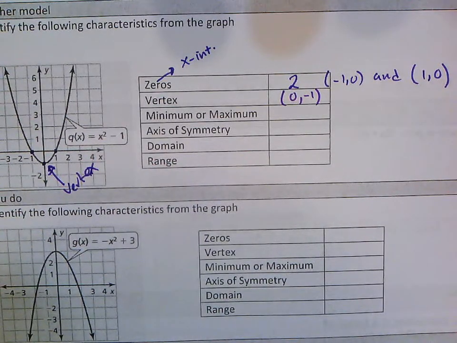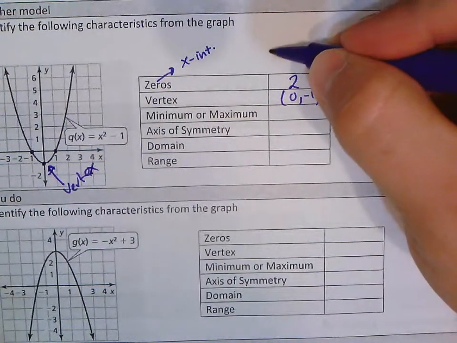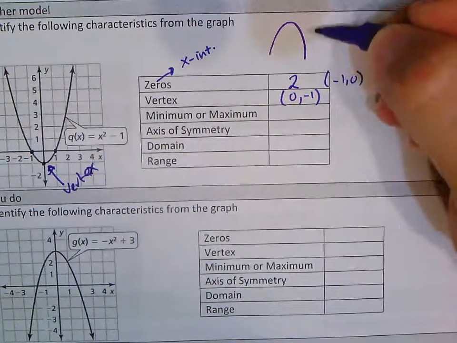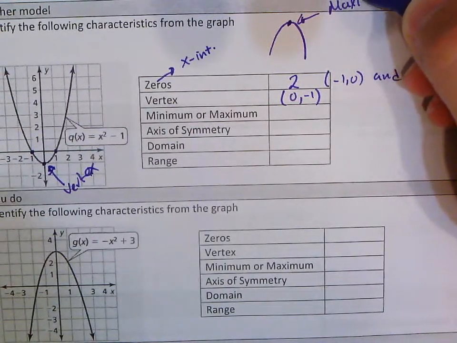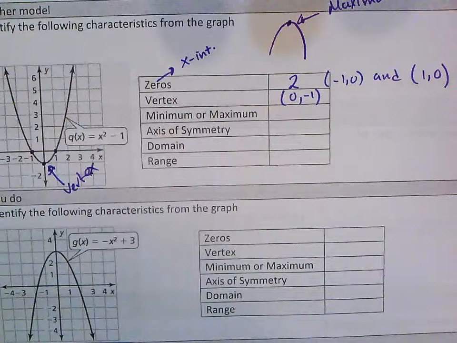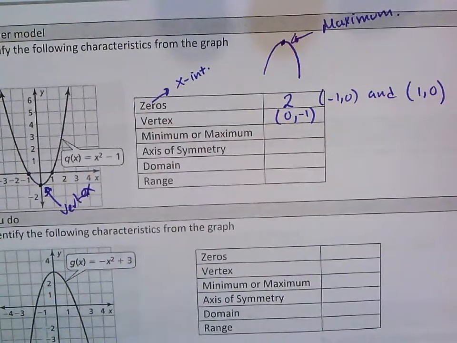Then we can talk about the minimum or maximum. If my parabola is open downwards, that means that I will have a maximum. The maximum is just the y value of the vertex.